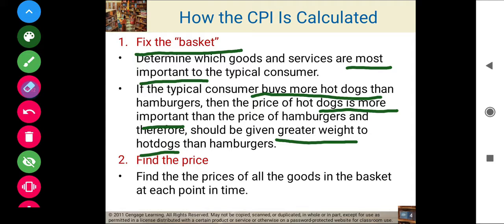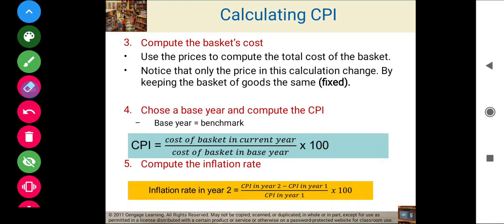And the second step is to find the prices. Find the price of all the goods in the basket at each point in time. We give the price for all the goods that the consumer buys. The third step is to compute the basket cost. In this step, we use the prices to compute the total cost of the basket.